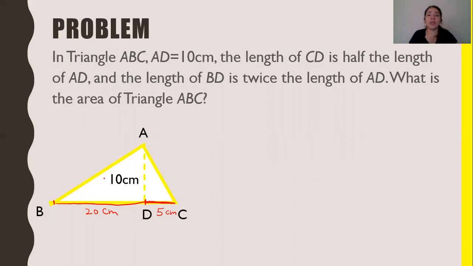Then it's asking, what is the area of the triangle ABC? We know what these equal. These two, if we add them together, are 25 centimeters.